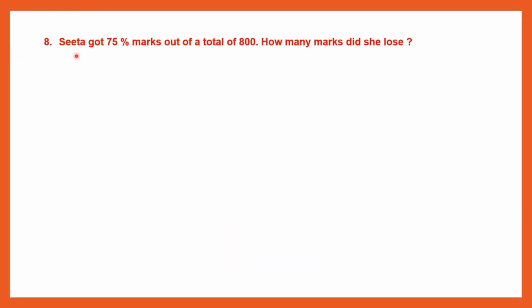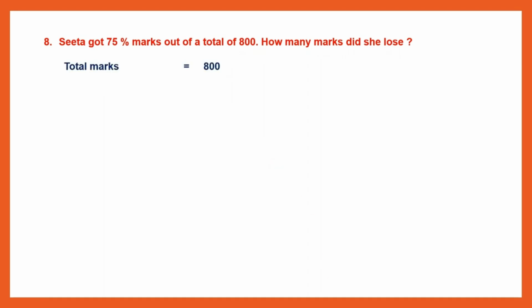Question 8. Sita got 75% marks out of a total of 800 marks. So that means she didn't get full marks, isn't it? So she's lost some marks. So the question is, how many marks did she lose? Okay, so let's write what's given to us.